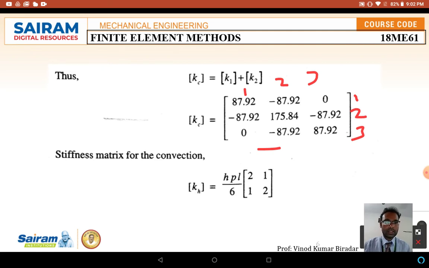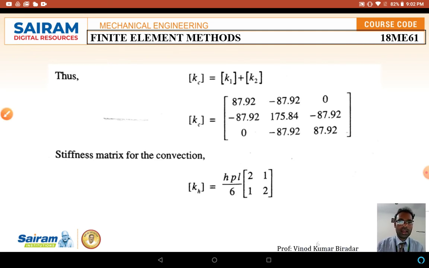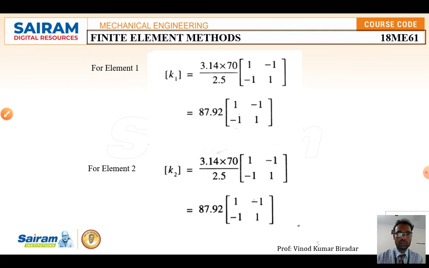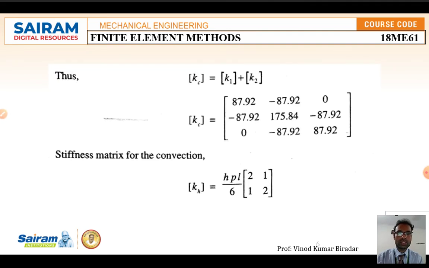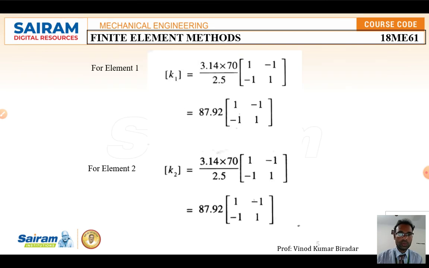Similarly, the same process applies according to the node number. If you add that K1 1 1, so this 1 1 2 2, you are going to get this matrix. This is due to conduction: 87.92 minus 87.92 0, minus 87.92 175. I am going to write this from this point, with this matrix. This is 1 2 1 2. If you multiply this 87.92 inside, you are going to get 87.92 minus 87.92 minus 87.92 87.92.